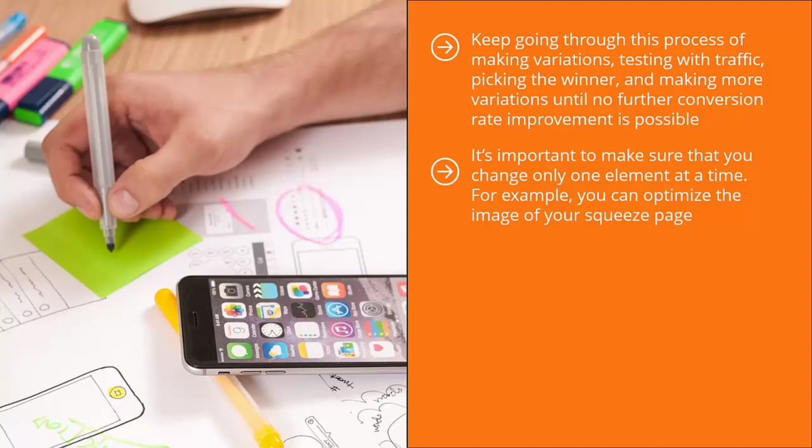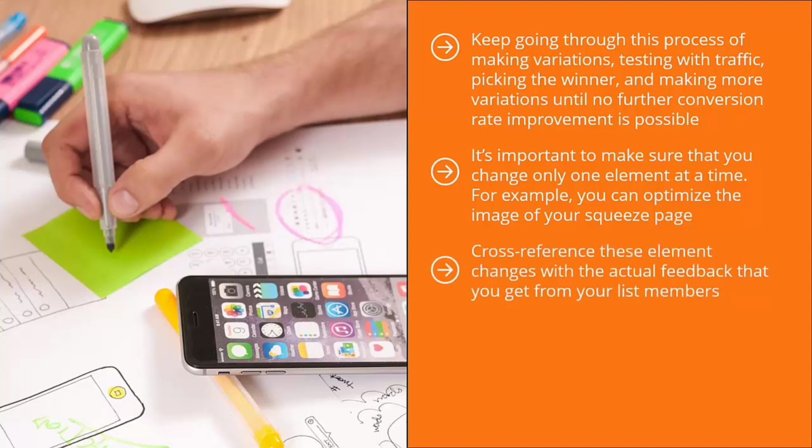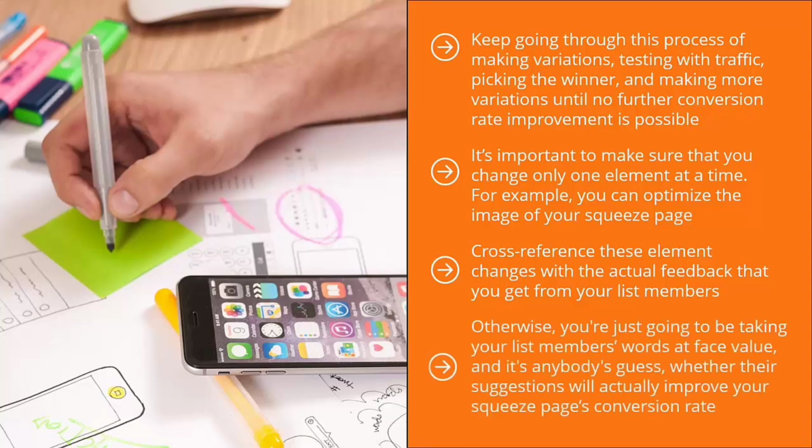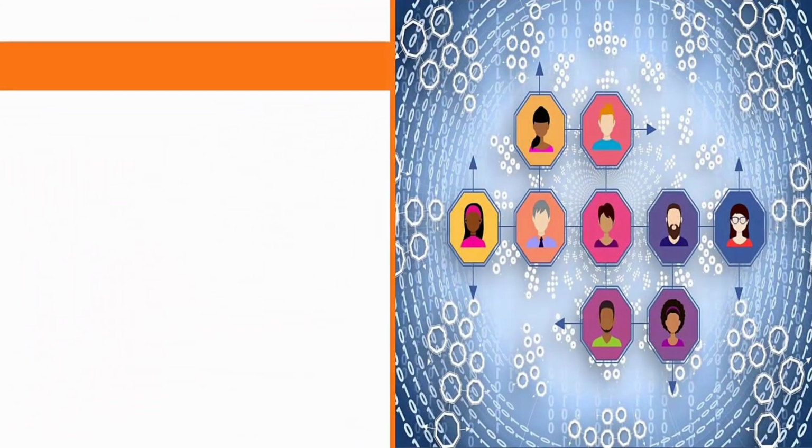Once your squeeze page converts at a higher rate and can't improve any further, then start changing around the text and see if that has a positive effect. Move from one element at a time until the squeeze page converts at a fairly high and predictable rate. Cross-reference these element changes with the actual feedback that you get from your list members. Using these two pieces of data, you should be able to come up with a statistics-driven modification strategy. Otherwise, you're just going to be taking your list members' words at face value. And it's anybody's guess whether their suggestions will actually improve your squeeze page's conversion rate.